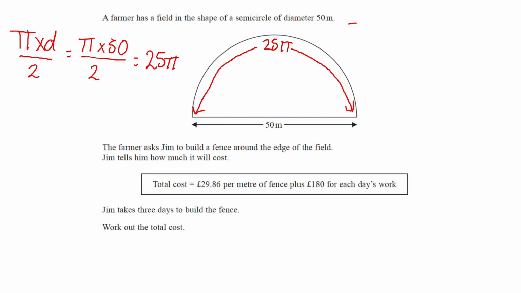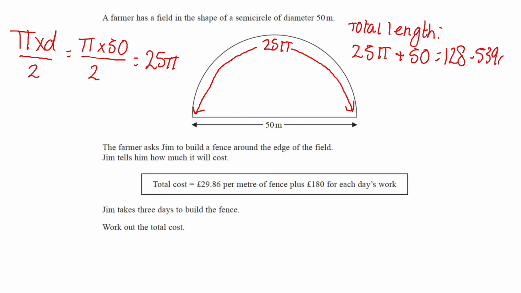So the total length is going to be 25 pi plus 50. When you type that in your calculator, you'll get 128.5398, so on, so on, so on. So that's our total length.